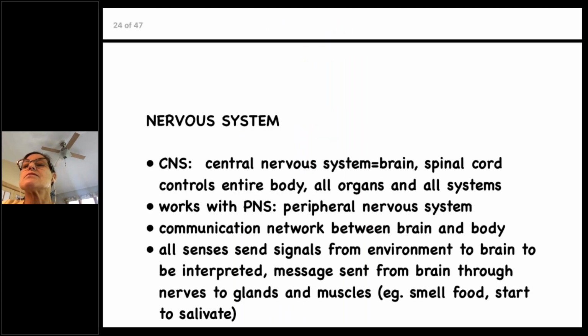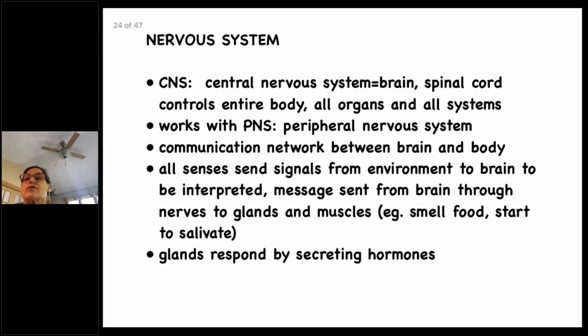Central nervous system works with the peripheral nervous system. It's a communication network between the brain and the body. All the senses, like your sight, hearing, smell, send signals from the environment to the brain to be interpreted. And then a message is sent from the brain through the nerves to glands and muscles. For example, you smell food and your salivary glands secrete saliva. You start to salivate.